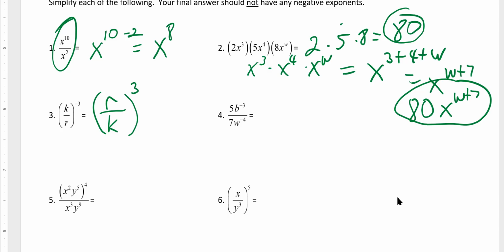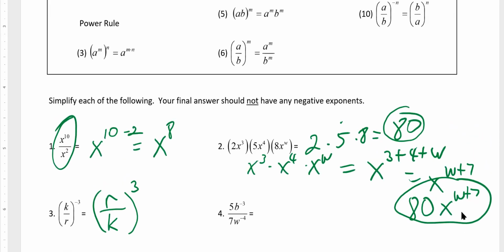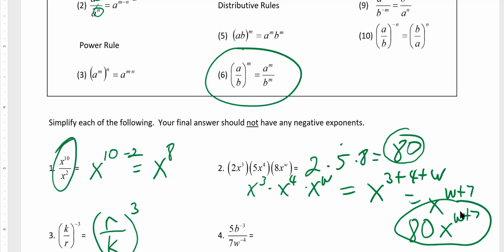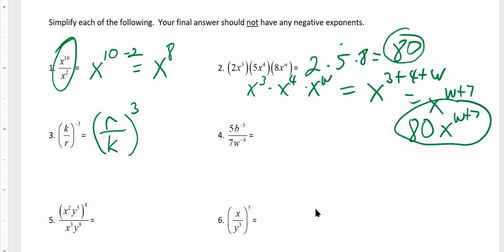But I can do more. Let me go back. I'm going to use this rule that says if you have a fraction all raised to a single power, you can put the power on each part individually. So I'll put the power onto each part individually, which gives me r to the 3rd over k to the 3rd, and that is my answer.